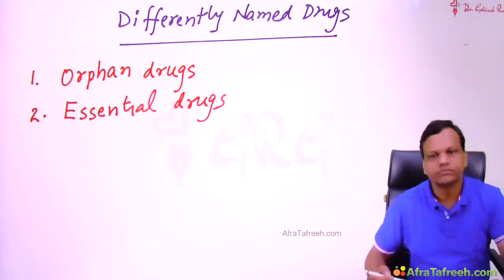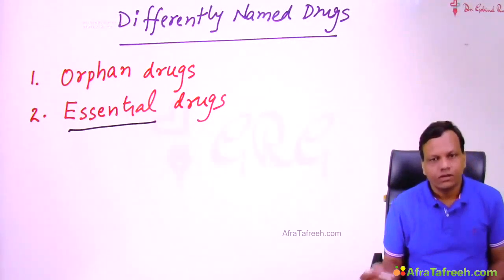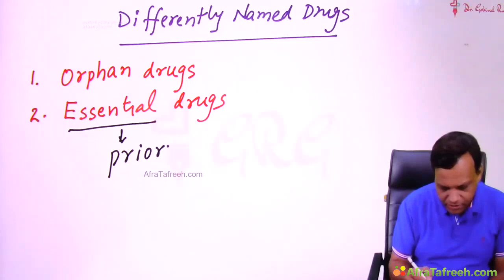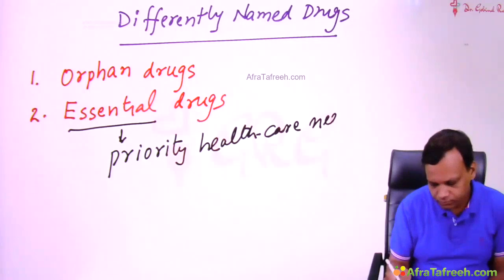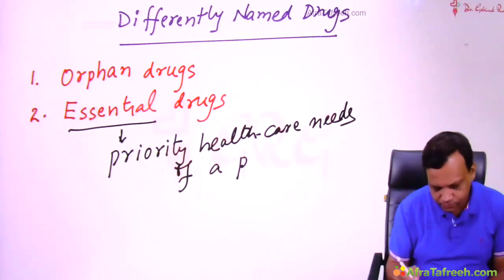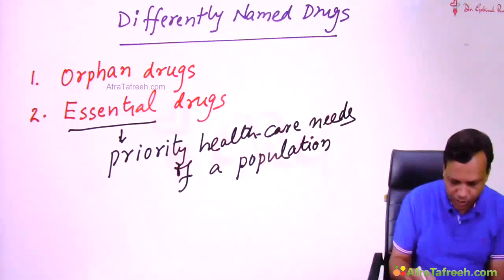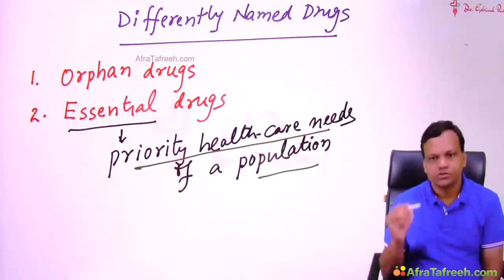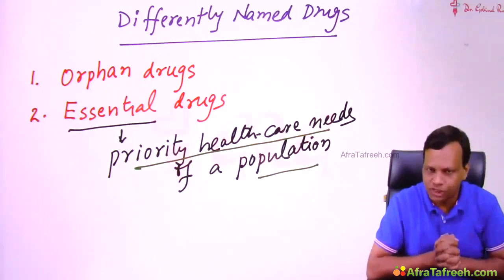Essential drugs. As the name tells, essential, necessary. Essential drugs are the drugs which cater to priority health care needs of a population. Now there are two important things in essential drugs. One is population, second is priority health care needs. So for essential drugs, first of all, we need to define a population, for which population we are talking about.